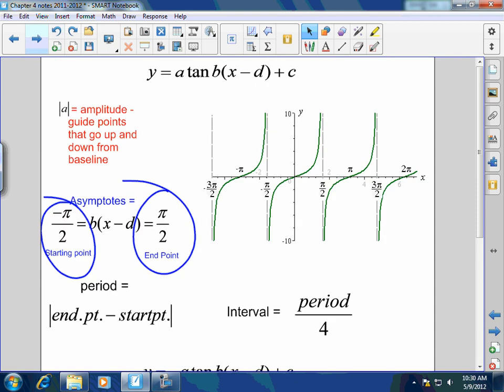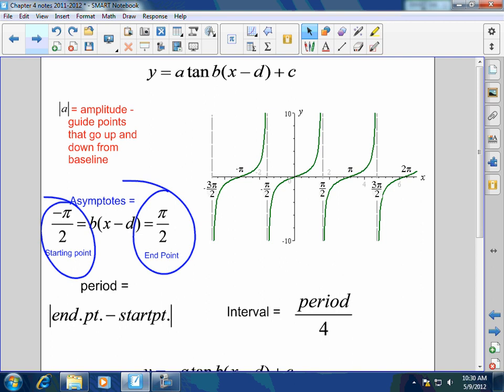Tangent. You can kind of relax for this one because I already taught you this. There's nothing new. The only thing new today for the tangent is the C. I can shift the baseline up or down. The amplitude, there is no real amplitude here for the tangent. It doesn't really exist. The amplitude is more of a guide point.